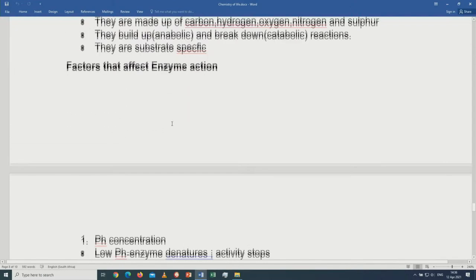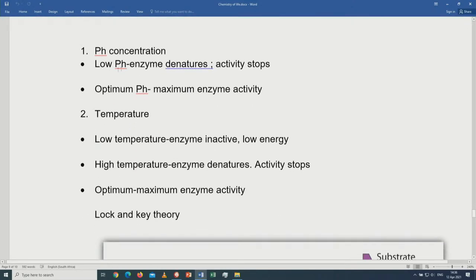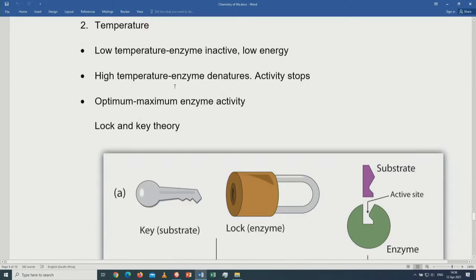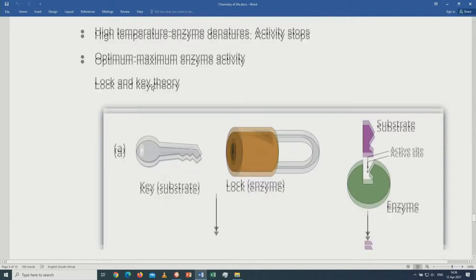So factors that affect enzyme actions are pH and temperature. Low pH causes the enzymes to denature, and high pH again causes the enzymes to denature. So the enzymes work well when the pH is optimum. Temperature: low temperature makes the enzymes inactive, and high temperature makes the enzymes denature. So in order for them to work, they need optimum temperature.